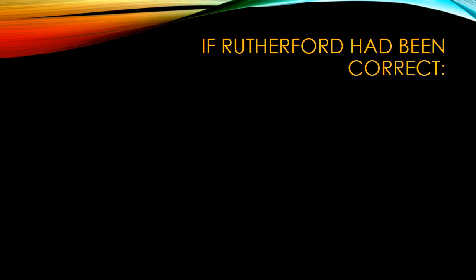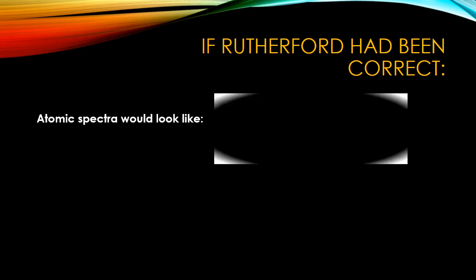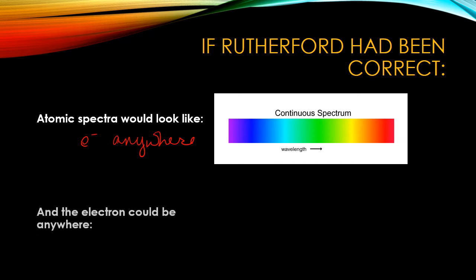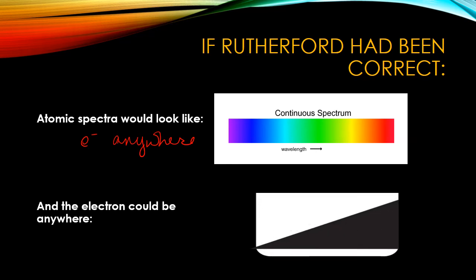Remember Rutherford and his wonderful idea that the nucleus was positive and that the electrons were out there somewhere? Well, if he had been correct, and we did an atomic spectrum of hydrogen, we would have ended up with the entire rainbow, because he said the electrons could be anywhere. And we would have gotten this wonderful continuous spectrum that we get whenever we shine white light through a prism. See, this is what he said, like the electrons on a ramp. It could be anywhere on the ramp.